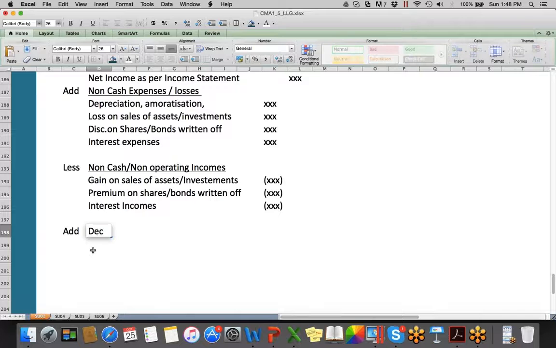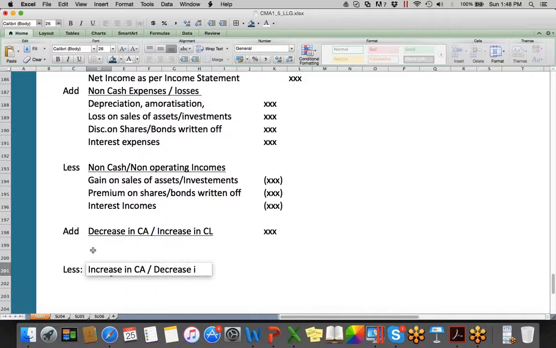All right, and you will have add items, decrease in current assets and increase in current liabilities. Please remember, increase in current liabilities should be added. Decrease in current assets, increase in current liabilities should be added. I'll explain you in detail. Less increase in current asset, decrease in current liabilities should be deducted.